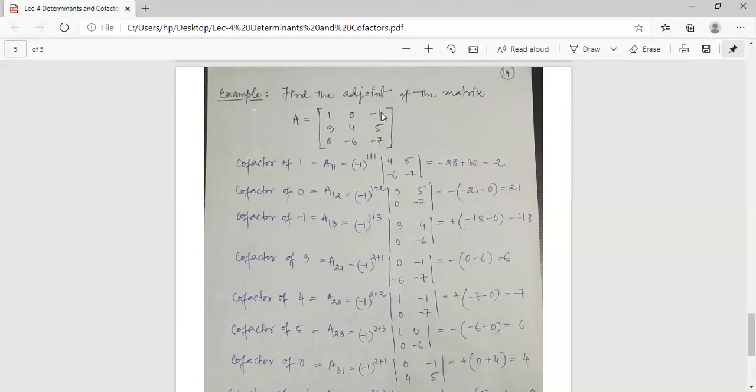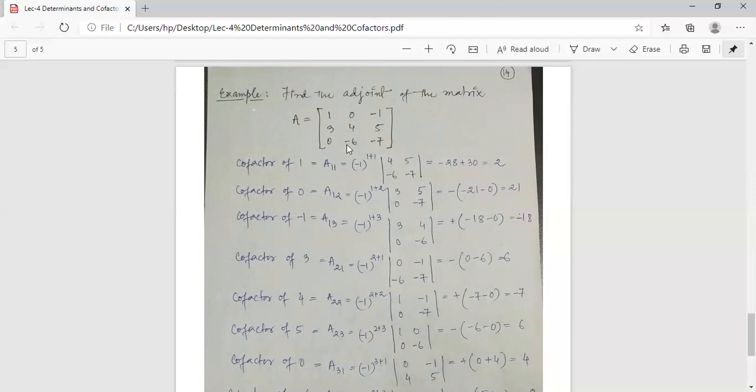Similarly, the cofactor of a13, the cofactor of -1, is -1 to the power 1 plus 3, and then exclude the corresponding row and corresponding column of -1. Now find the determinant of the remaining submatrix of order 2, and its value will be 3 into -6 minus 4 into 0. So its value will be 6. And it will have a negative sign because of its location. It is 2 plus 1, 3. This is odd, so it will have a negative sign.